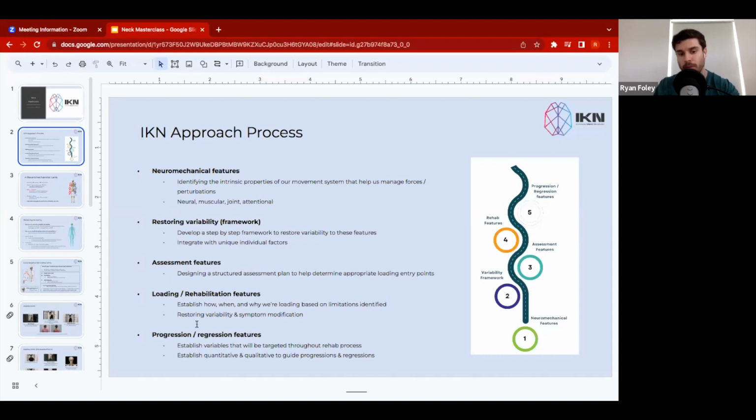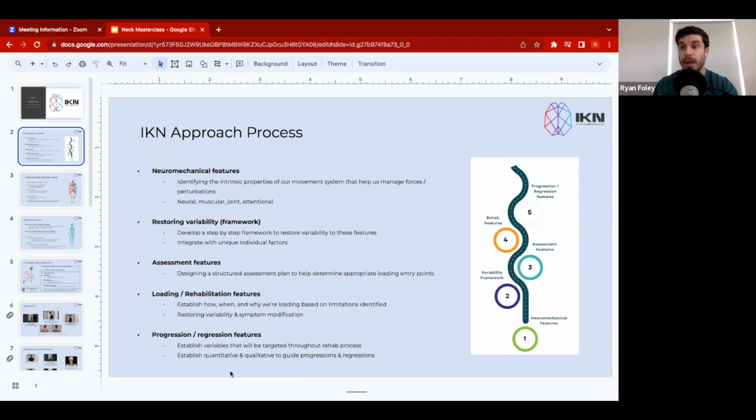So then we move into some progression and regression features. So we try to establish variables that we need to target across the rehabilitation process. So we try to establish quantitative features and qualitative features. Quantitative features are those features that are easy to objectify. So we can increase the load or decrease the load. We can have high amount of load, moderate amount of load, low amount of load. We can change the duration, we can change the frequency, we can change the sets and reps.